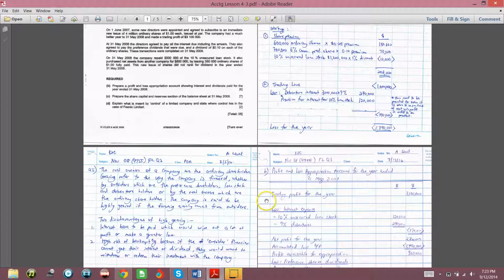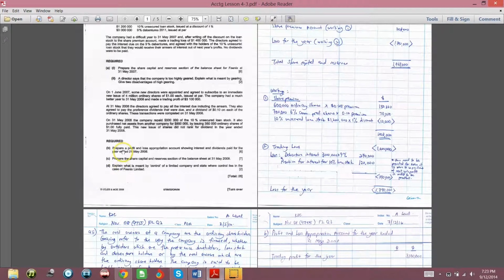Now part B. In short, part B says: prepare a profit and loss account and profit and loss appropriation account showing interest and dividend paid for the year ended 31 May 2008. Here it says: on 1 June 2007, some new directors were appointed and agreed to subscribe for immediate issue of 4 million ordinary shares of $1 at $1.